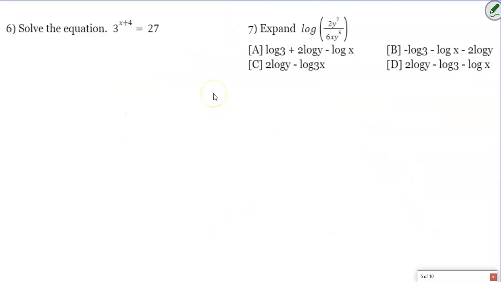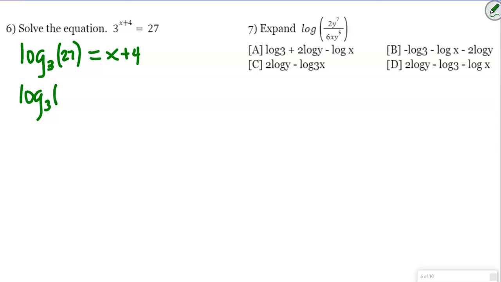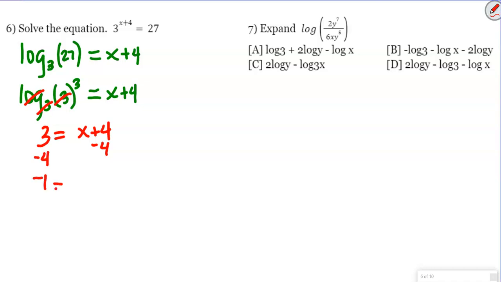So our next one says solve. Okay, on this one, I'm going to do this 2 different ways, okay? So I'm going to write it as a log first. Log base 3 of 27 is equal to x plus 4. So the first way is I notice 27 is 3 to the 3rd. So I could do this log base 3 of our 3 to the 3rd, and that equals our x plus 4. When I do it this way, remember, if I have the same bases, they cancel each other out, right? So I'm just left with 3 here is equal to x plus 4. Subtract 4 from both sides. So that's going to be negative 1 is equal to x, right?